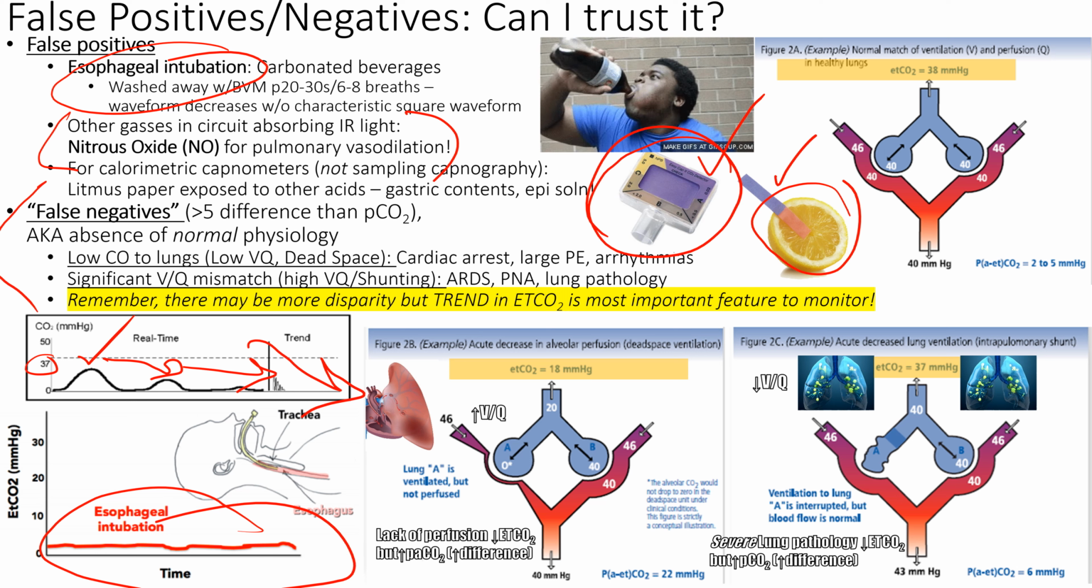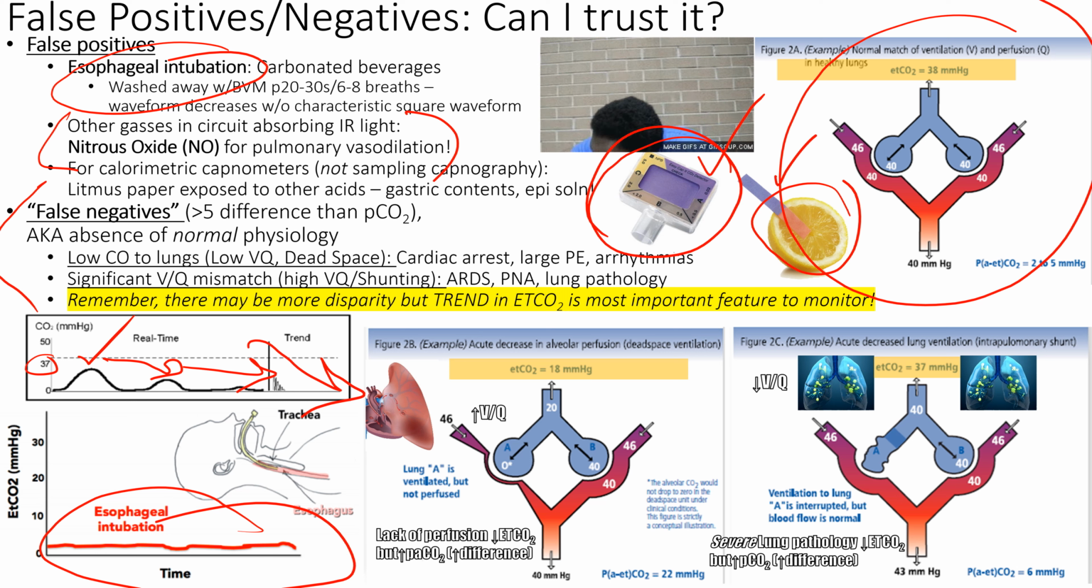Okay, false negatives, right? Why would you have increased differences, right? Well, I put it in quotes because it's not really a false negative. We expect a bigger difference in situations where we have low cardiac output or low VQs, right? And yeah, high VQ would be a low cardiac output, right? So when you have that difference there, we expect that. Is it really a false negative? No, because we're not going to be able to accurately estimate it. We just want to be able to trend it, right?